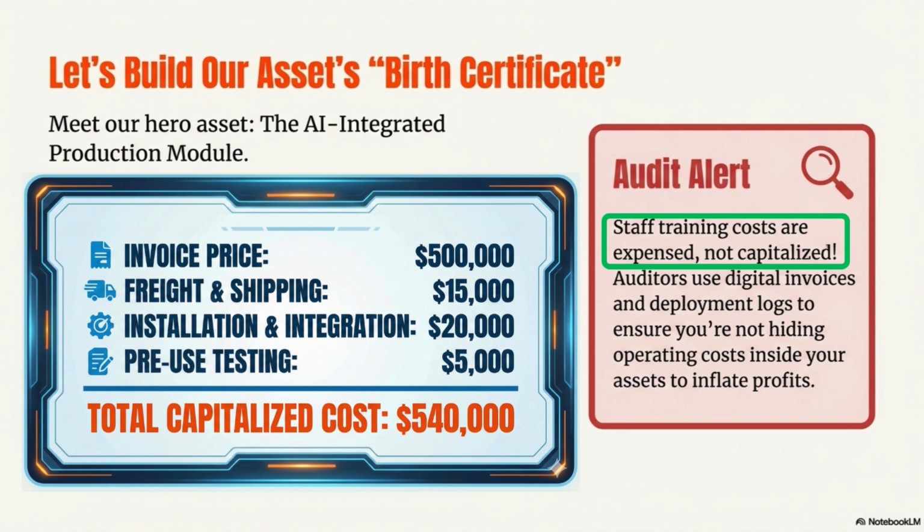Precisely. But that $5,000 for staff training, that's an expense. It hits your income statement immediately. Why the difference? Because the training benefits the people, not the machine itself. It doesn't meet that physical ready-for-use criteria. So that one distinction, software is capital, training is expense, shows how granular TCO gets. And auditors will use digital invoices, deployment logs, everything, to make sure companies aren't improperly stuffing operating expenses into their assets to make the balance sheet look better.